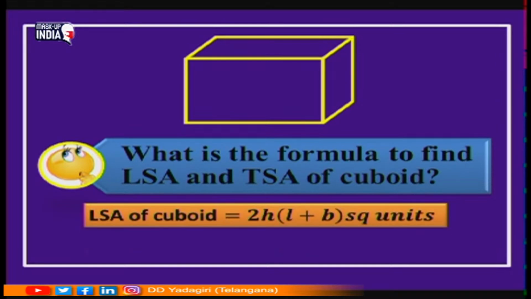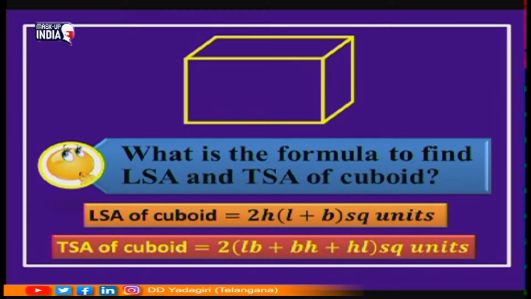That is right. LSA of a cuboid is given by 2h into L plus B square units. Now, what about TSA of a cuboid, children? You are right once again. It is given by 2 into LB plus BH plus HL square units, where L, B and H are length, breadth and height of the cuboid.